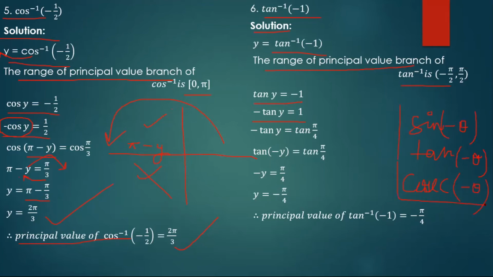Okay. So what we have is tan inverse of minus 1. Let y equal to tan inverse of minus 1, so tan y equal to minus 1, which gives tan minus y equal to tan pi by 4. What is tan pi by 4? It is 1, that is tan 45. So tan gets cancelled. We have minus y equal to pi by 4, then y equal to minus pi by 4. Therefore, the principal value of tan inverse negative 1 is negative pi by 4.